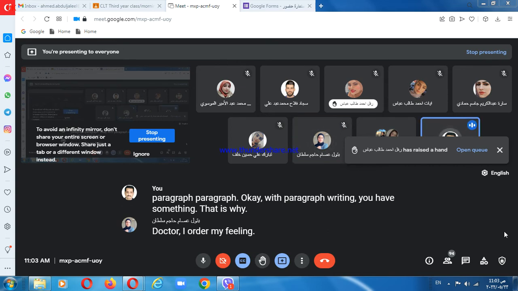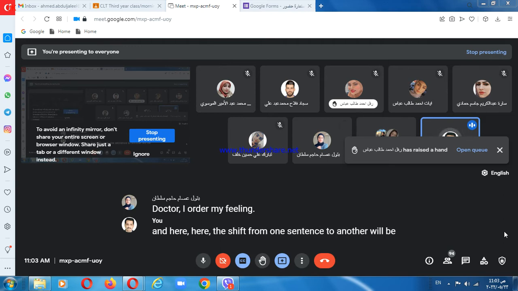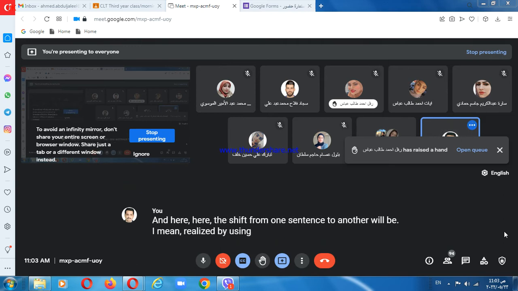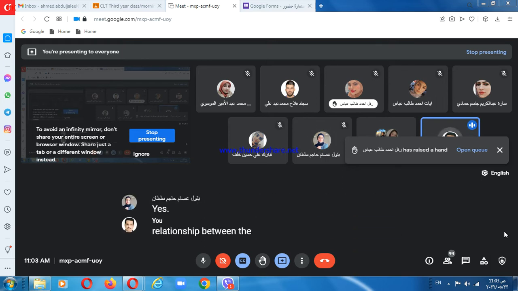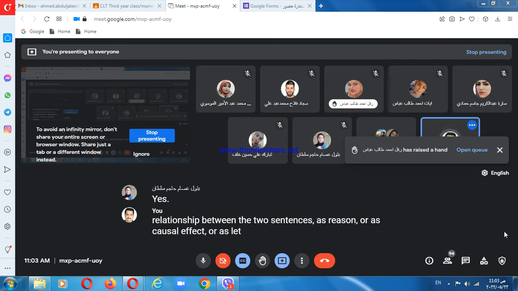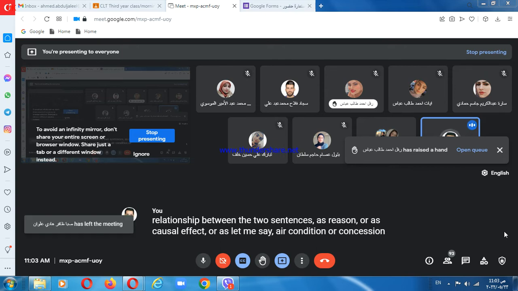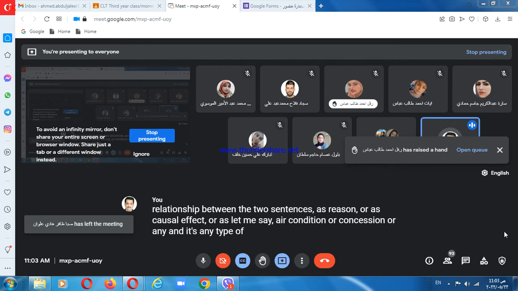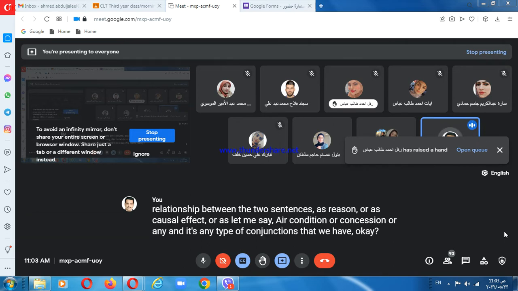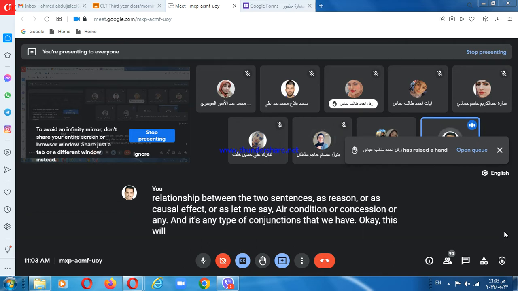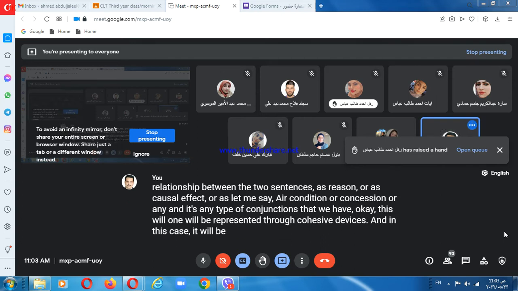The shift from one sentence to another will be realized by using what? By using conjunction. If there is a relationship between the two sentences as reason, or as cause and effect, or condition, or concession, or any type of conjunction that we have, okay? This will be represented through cohesive devices, and in this case it will be one unit. Otherwise it will be scattered ideas.